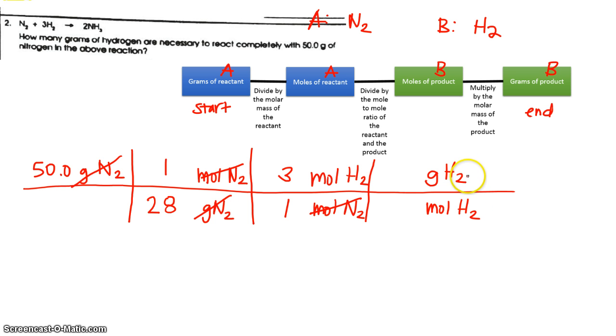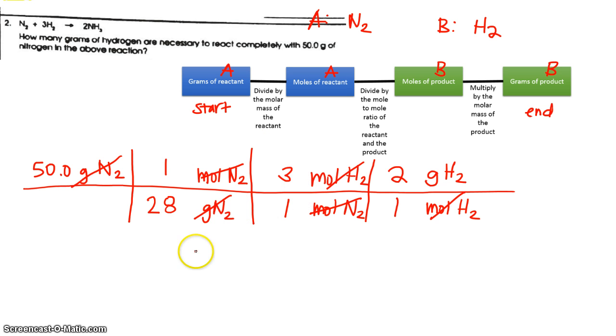So look at your handy dandy periodic table. In 1 atom of hydrogen, the atomic mass is 1. I have 2 atoms, 1 plus 1. The molar mass is 2 grams for every mole of hydrogen. These will also cancel. Now I have the unit that I want at the end, how many grams of hydrogen. Now I can just do the simple math. 50 times 1 times 3 times 2.